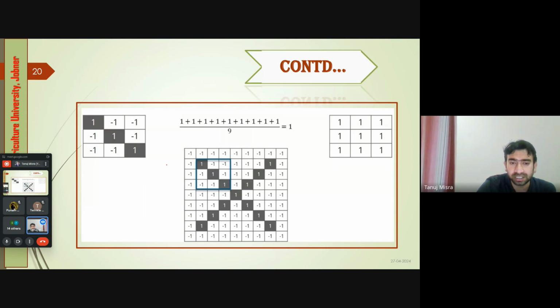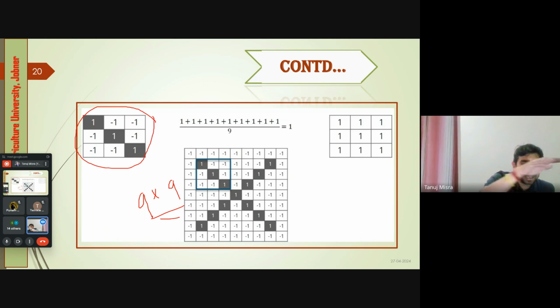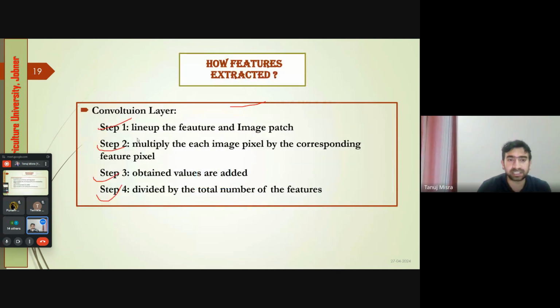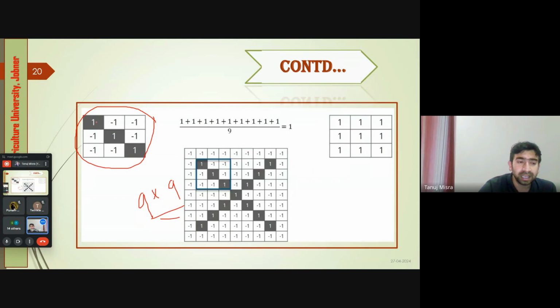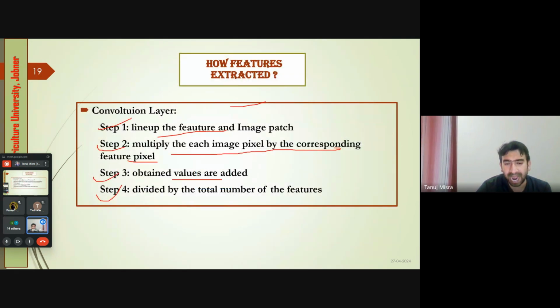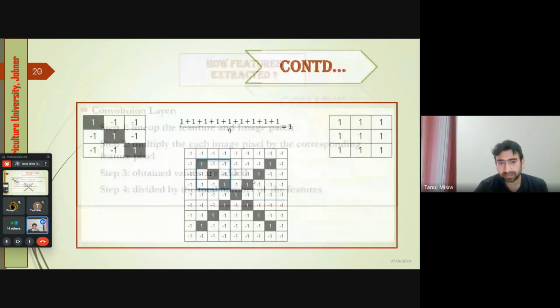I'm demonstrating here. Suppose this is the 9x9 image, the 9x9 X image I already discussed, and this filter is scanning the images, scanning the whole image. So after that, what happened? This is the first step, line up the features and image pair, then multiply each image pixel by the corresponding feature pixel. So what happens here, this one pixel will be multiplied with this one, this pixel will be multiplied here, this pixel here, all of these will be multiplied. After multiplying, all these values will be added.